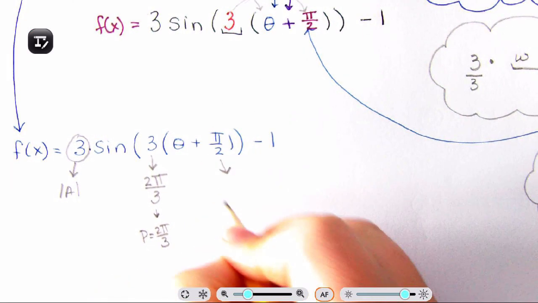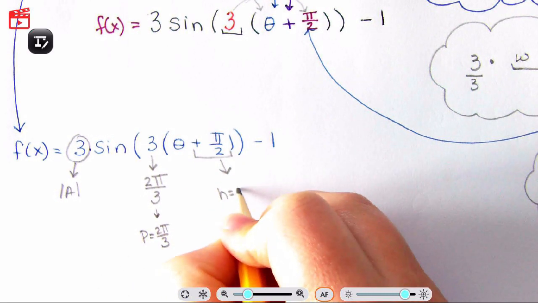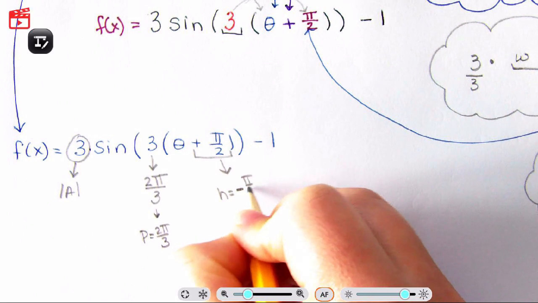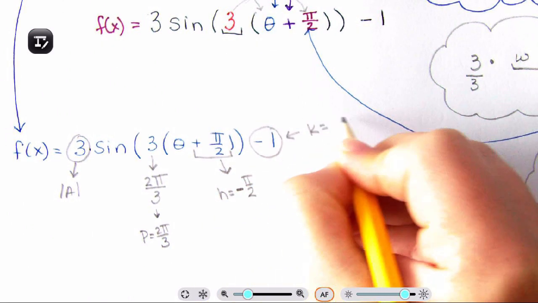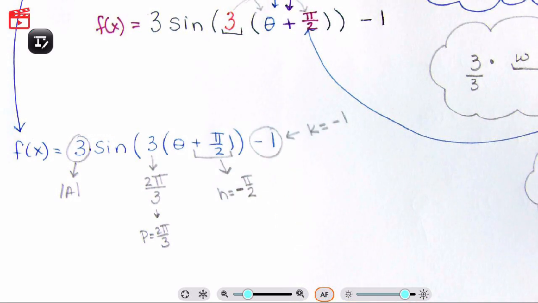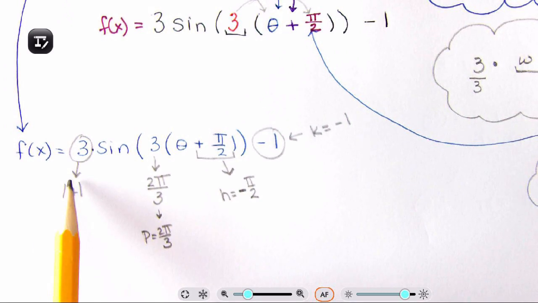Our h, remember it's the opposite of whatever you see. If you see a plus, then it is a minus, so I'm going to the left, pi halves. And our k value is our midline, and it is exactly what you see, so our midline is at -1.